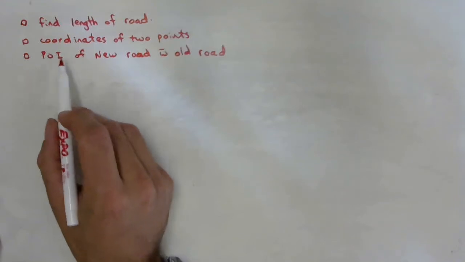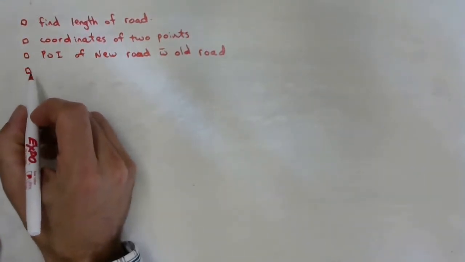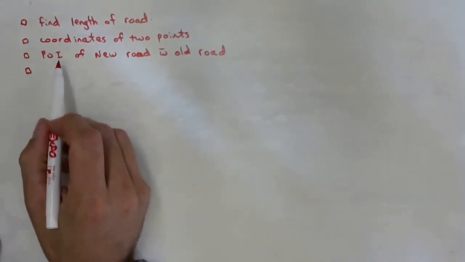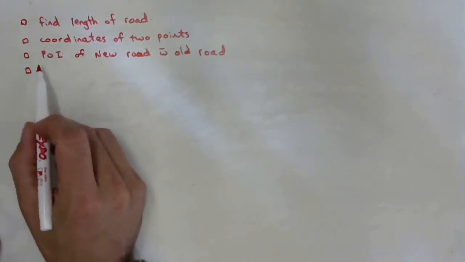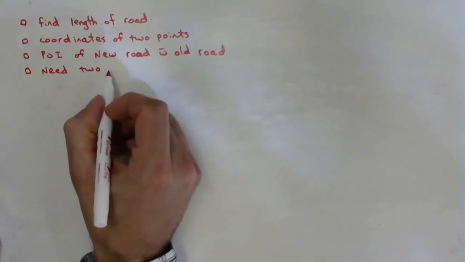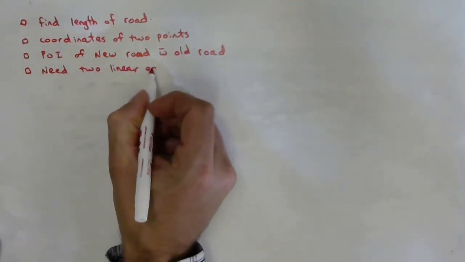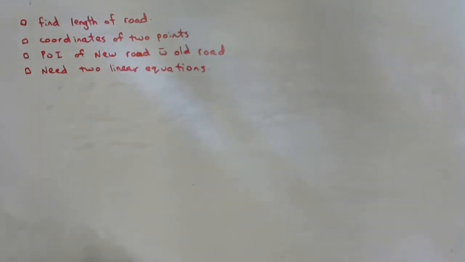Now, in order to find the point of intersection, what do I need to know about those roads? How do I find the point of intersection? I need to have 2 equations. I need 2 linear equations. It's going to be a linear system. So I need 2 linear equations. Oh boy. I need the equation of both roads in order to find the point of intersection of those roads.